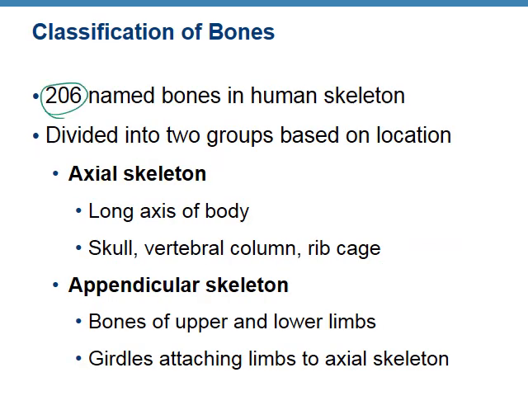There are about 206 named bones in the human skeleton, and we divide it into axial and appendicular. So axial is going to be on the axis of the body. So this is your skull, your vertebrae, and your rib cage, whereas appendicular, think of appendages, right? So your upper and lower limbs.